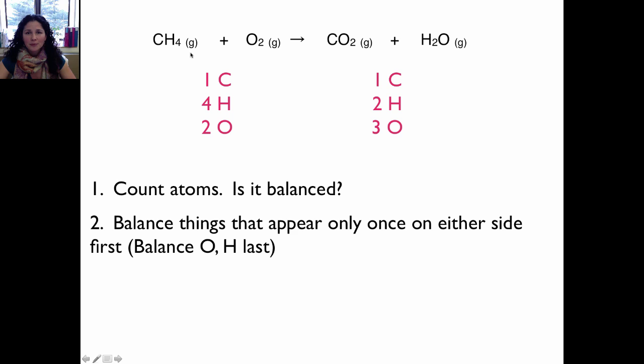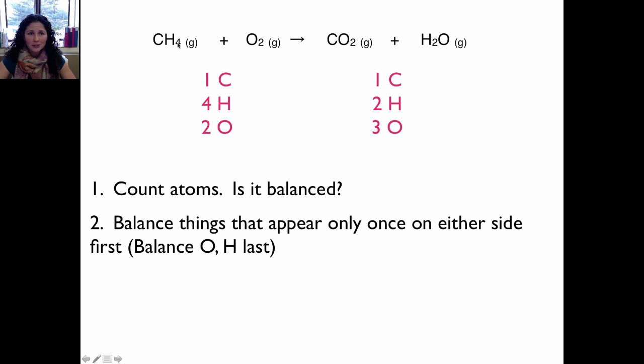And that means, for example, carbon here appears only once in one of the reactants, and it only appears once over here. Oxygen, on the other hand, appears only once on this side, but it appears twice on the product side. So I would balance the carbons first because they only appear once, and they're already balanced. And then I want to look at the hydrogens. Hydrogens also only appear once.